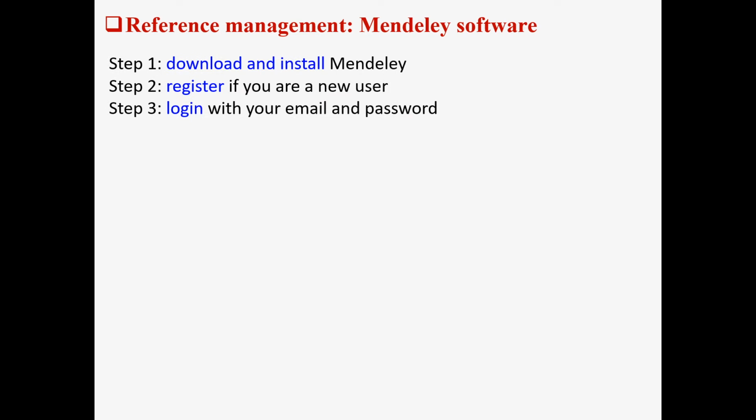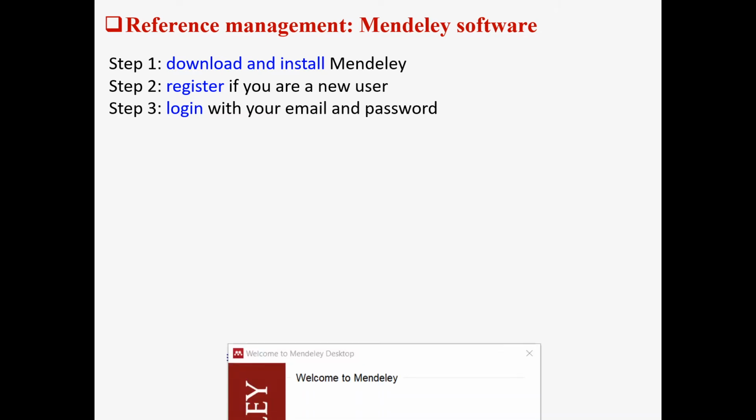Then reference and citation management. You need to follow the 7 steps. If you can follow the 7 steps, then you have done, right? So first step, you need to download and install Mendeley. Then you need to register, if you are a new user, right? You need to create an account. Then you need to log in with your email and password.